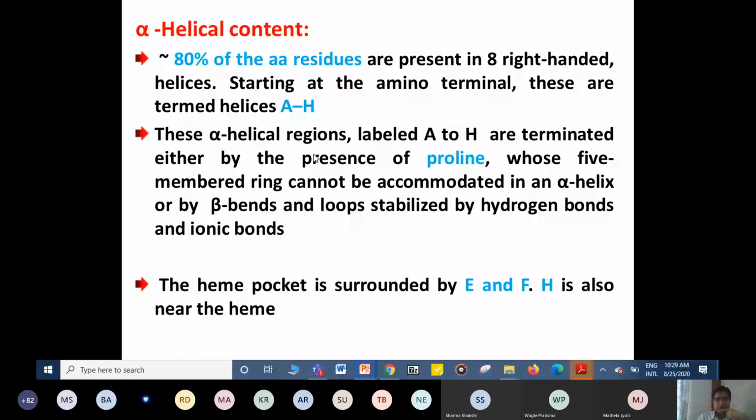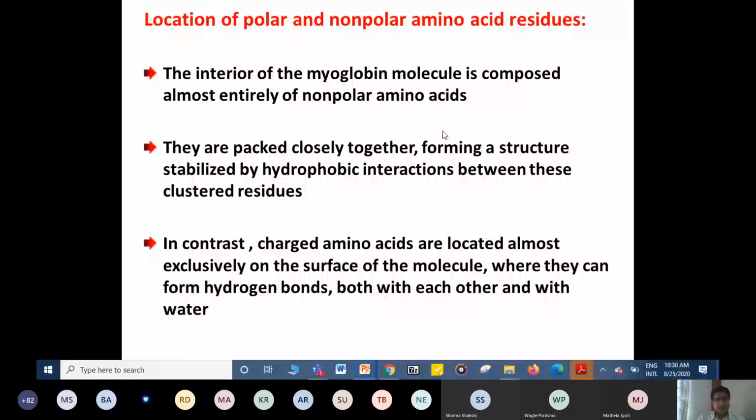Location of the polar and non-polar amino acid residues. The interior of the myoglobin molecule is composed almost entirely of non-polar amino acids. It will be easier if you think of the aqueous environment. In the outer aqueous environment, the polar group containing amino acids will be on the outer side. That's why the interior is composed almost entirely of non-polar amino acids. They are packed close together, forming a structure stabilized by hydrophobic interactions between these clustered residues. In contrast, charged amino acids are located exclusively on the outer surface of the molecule, where they can form hydrogen bonds and also react with the water.